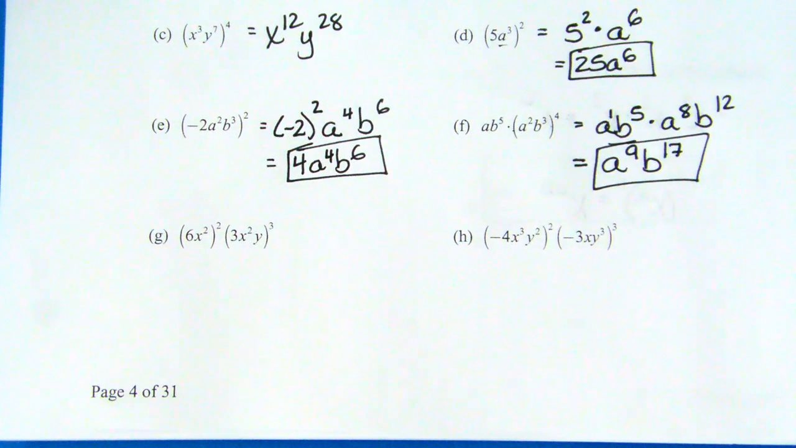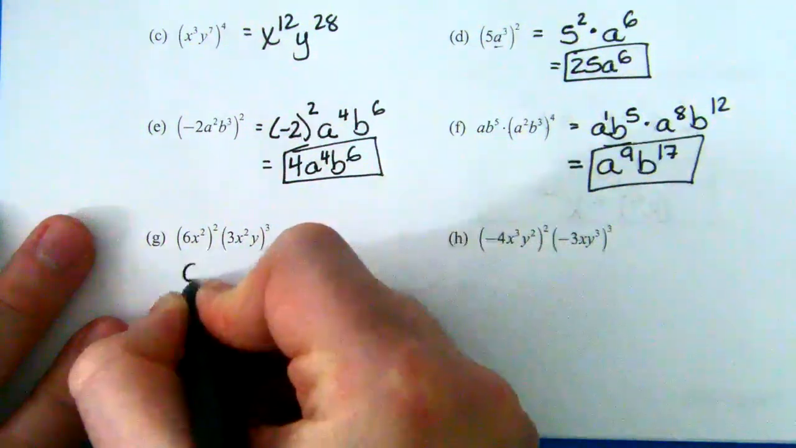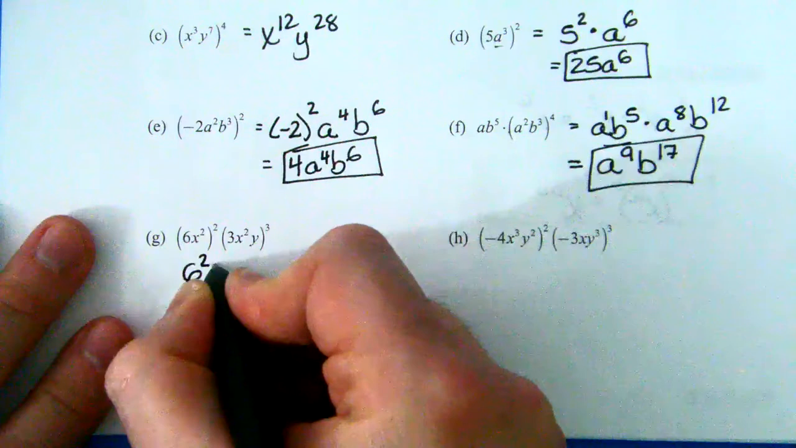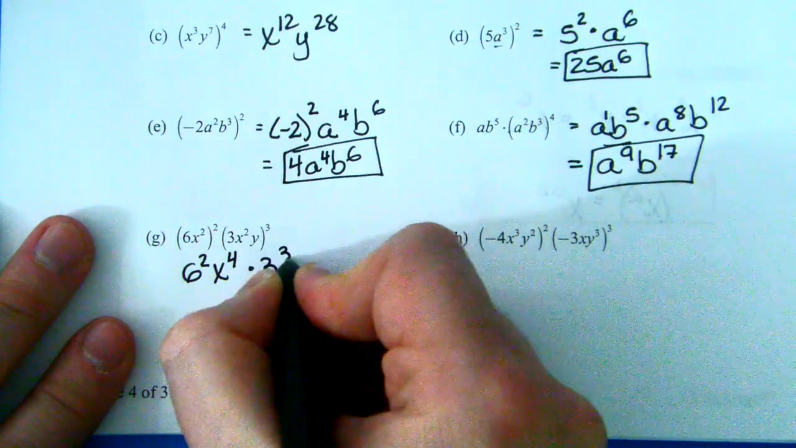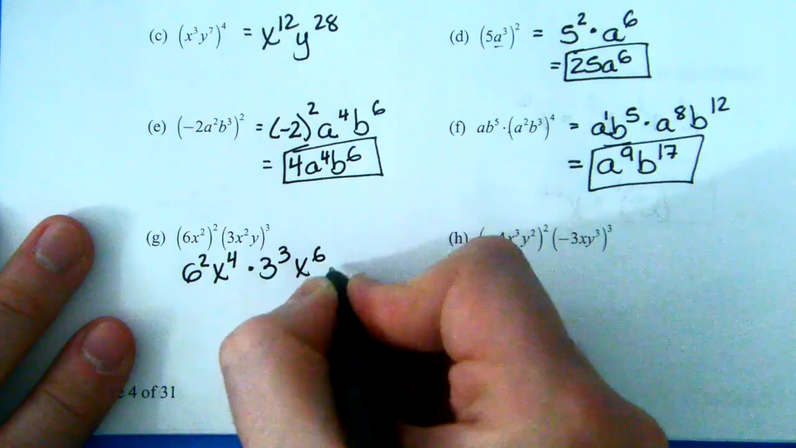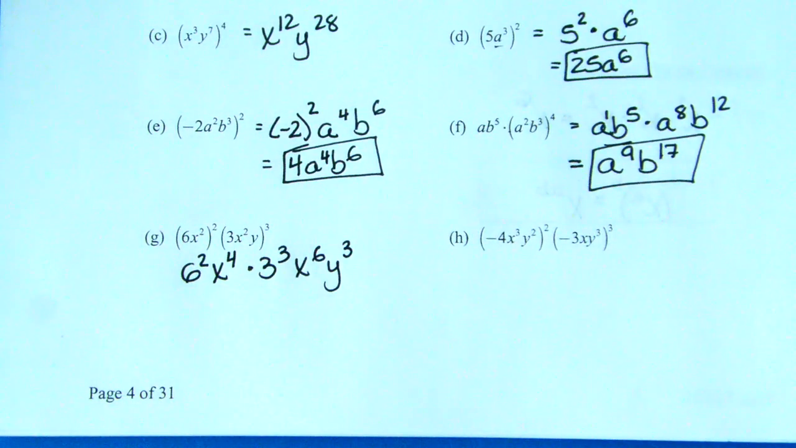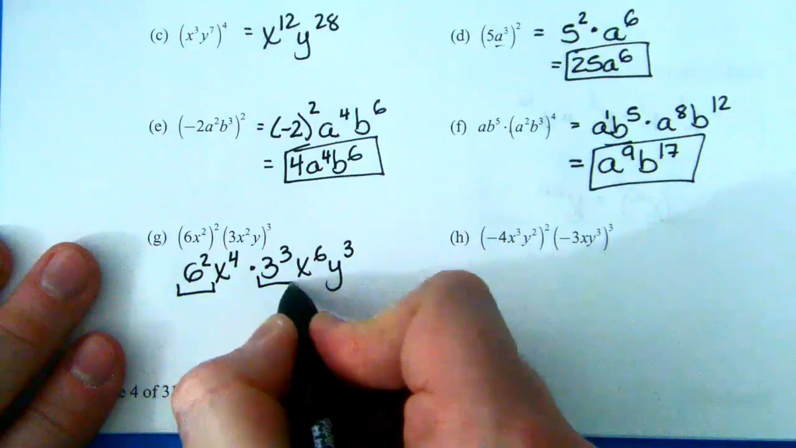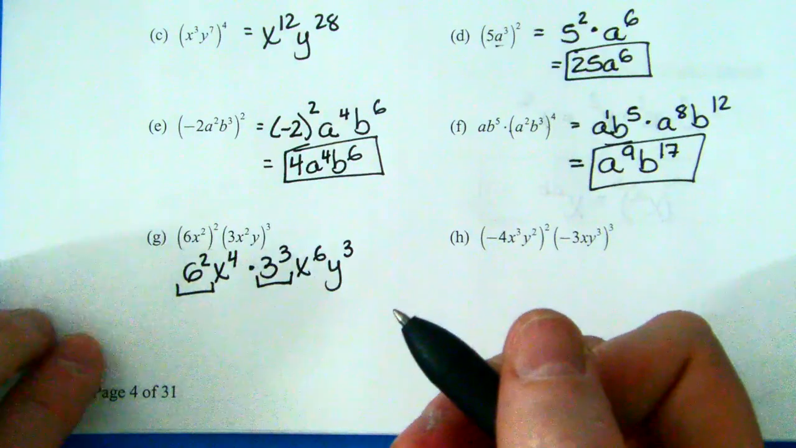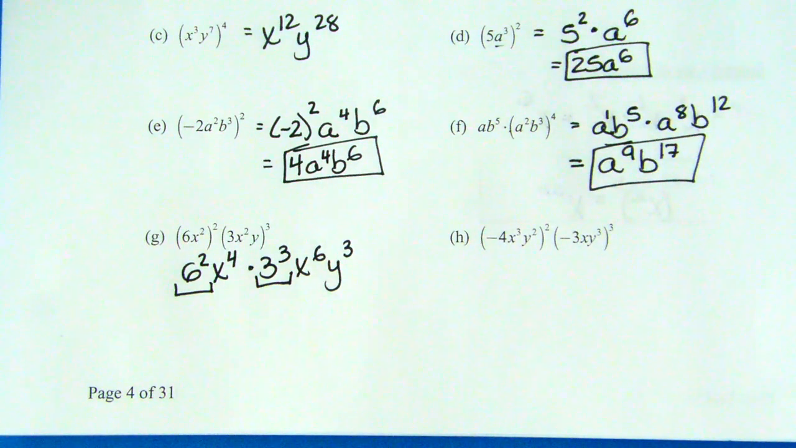In letter G, we're going to distribute the powers. We're going to get 6 squared, x to the 4th, times 3 cubed, x to the 6th, y to the 3rd. We need to figure out these numbers raised to our powers. So get a number for those, and then do the multiplication problem. See what you can do in letter G.